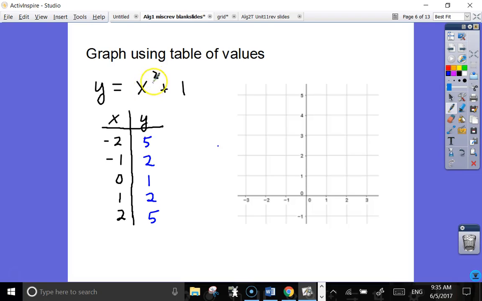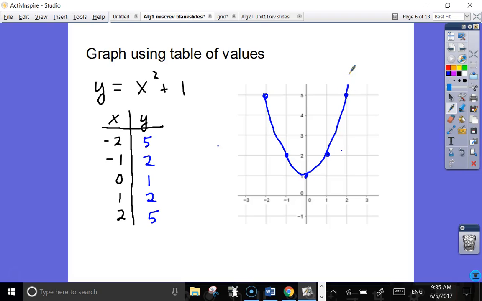No, -2 squared plus 1. Right? So here's the plot. -2, 5; -1, 2; 0, 1; 1, 2; and 2, 5. Okay, do we see the parabola? Yeah. Pretty much.